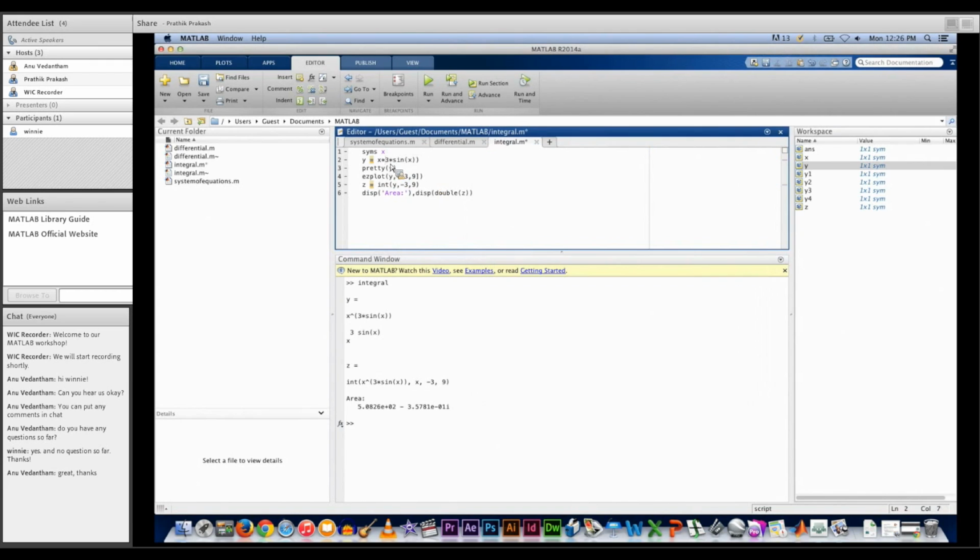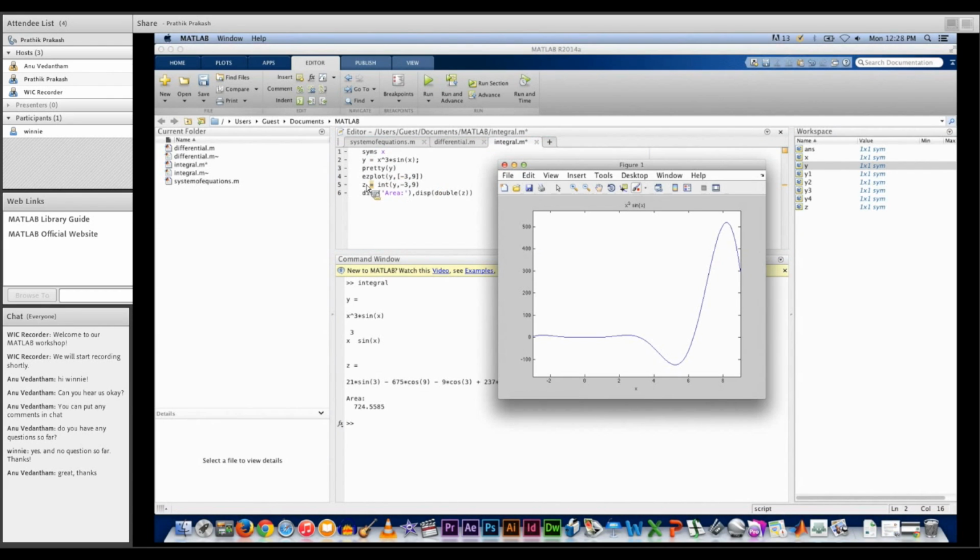I'll go through the flow of the program. The first line makes x a symbolic value. Then y is where we write our function, the second line. In the third line, we print it out in a pretty form. And the fourth line, ezplot, draws it between -3 to 9. And in the fifth line, I'm computing the integral of function y between -3 to 9. And in the sixth line, I'm printing it out over here.